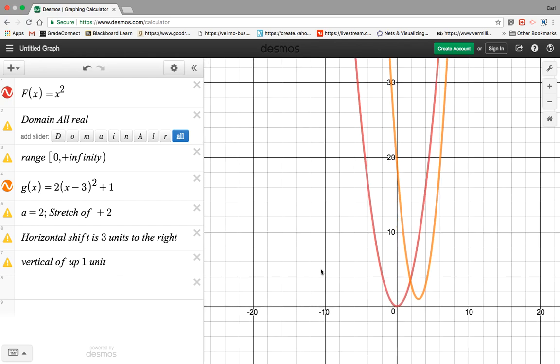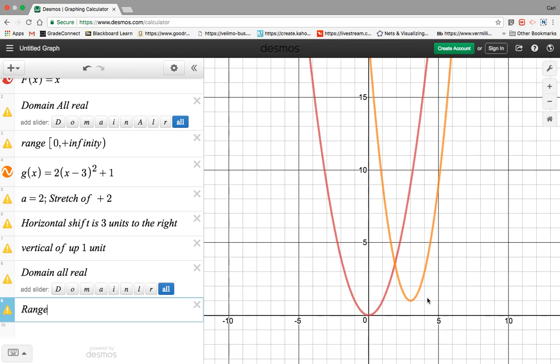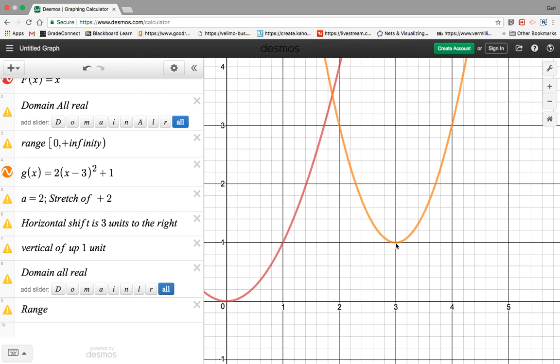If we're going for domain and range on this one, domain is still all real. This always happens for quadratics unless it's a rational one, but the range is slightly different now. Looking at our very bottom point, 3, 1, hopefully we can say that the range is going to be from 1 to positive infinity.